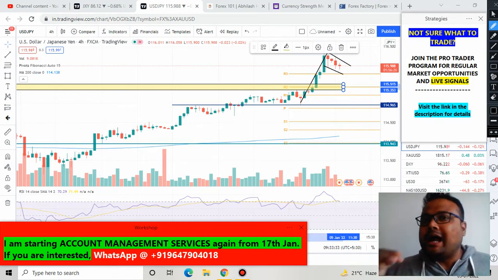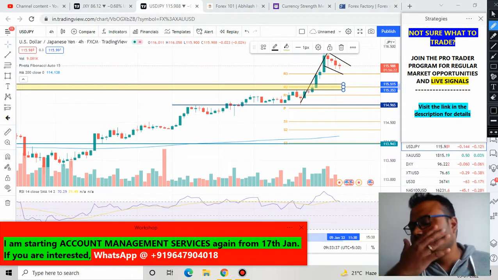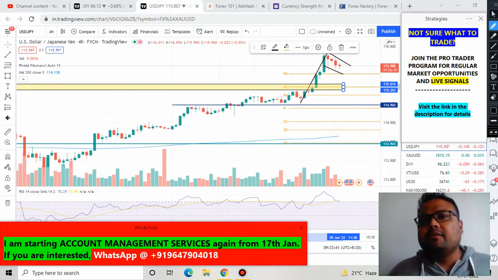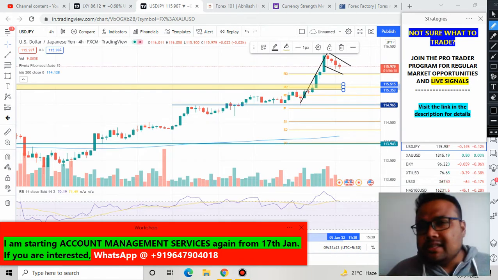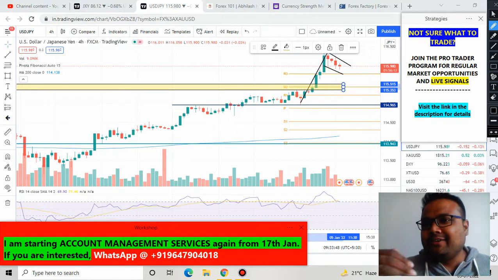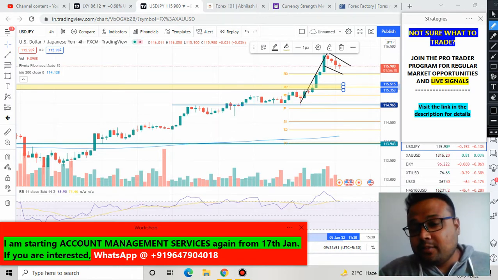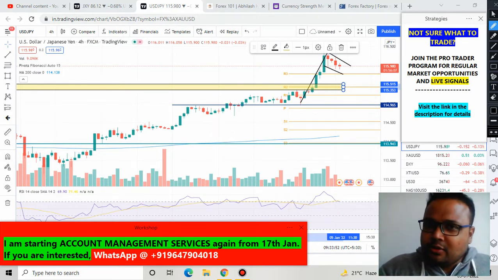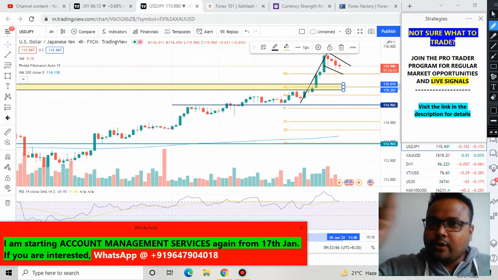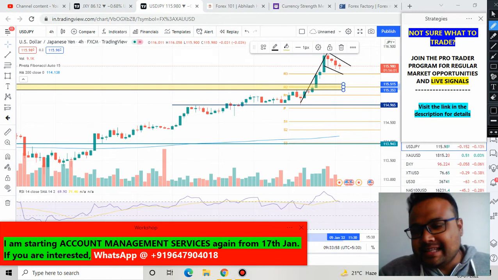Resistance and support are not permanent, so at one point of time the market usually breaks those levels. For example, USD JPY 109.75 was acting as resistance for 2 months. Then it became the support for 3 months. And right now it is at the 116.50 level. So no support and resistance is permanent. At one point of time, the market breaks it. So there is a possibility of the market breaking the level as well.